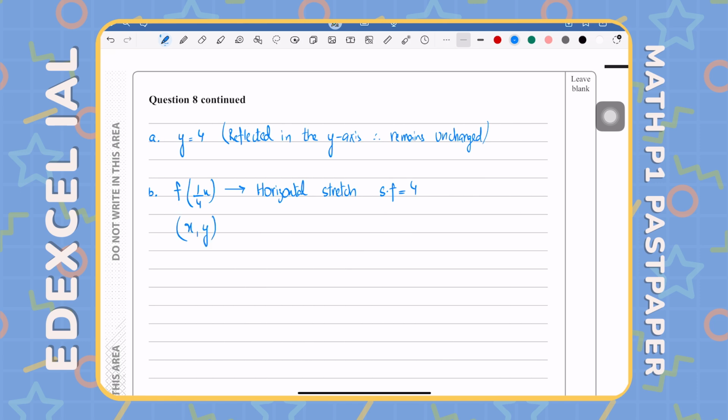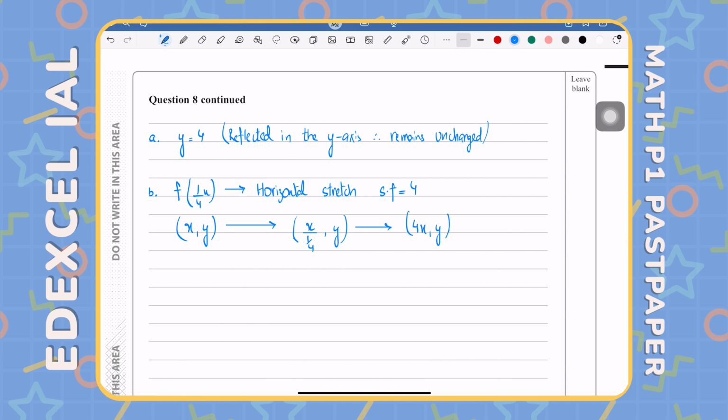Now, how do we apply this to any point? If you have x comma y, and you are supposed to stretch it horizontally with a factor of 4, the x coordinate gets divided by the coefficient of x. If the coefficient of x is 1 upon 4, the point will be divided by 1 upon 4, and y remains unchanged. So technically the x coordinate gets multiplied by the stretch factor. What will the new point look like? That will look like 4x comma y.